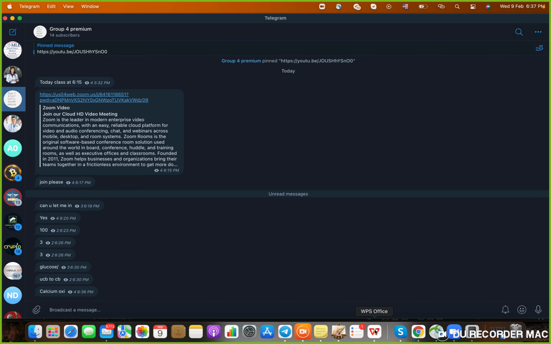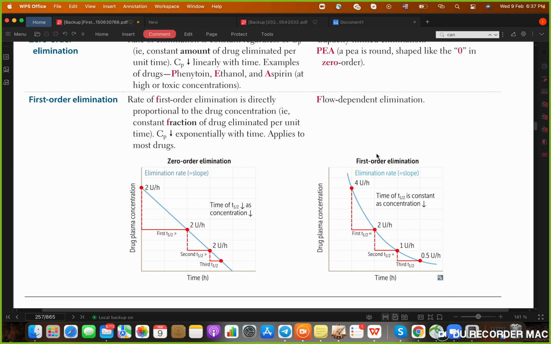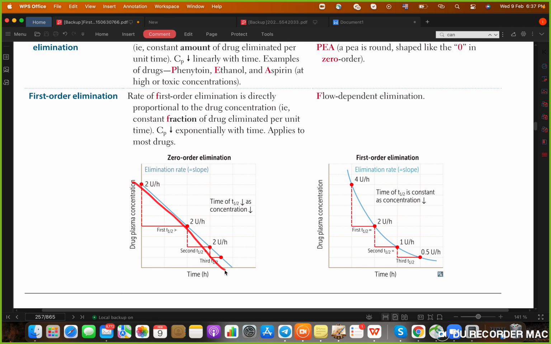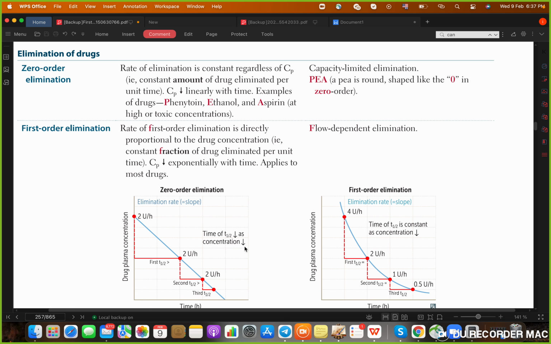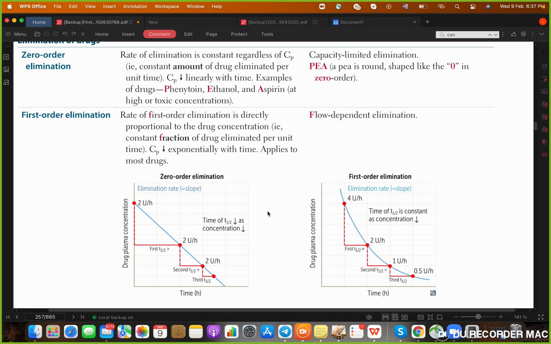Excellent. It is the calcium oxalate. Okay, good. So phenytoin, ethanol, and aspirin have zero order kinetics. Because they have zero order kinetics, that means they are going to have a linear form of elimination. This is important. They do show you a picture of this, and they do ask you which drug you think it is. You have to know the PEA.